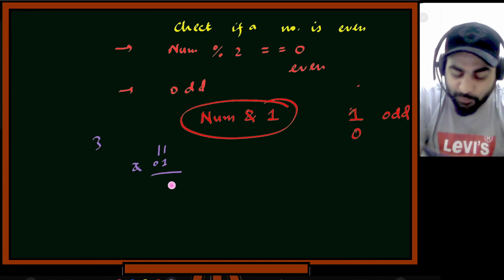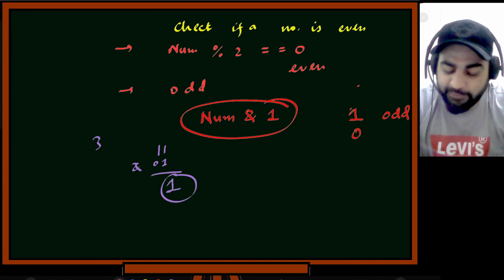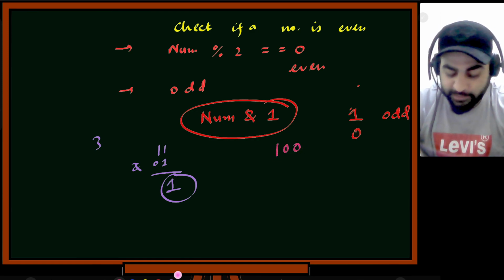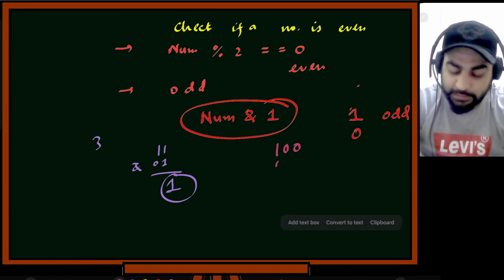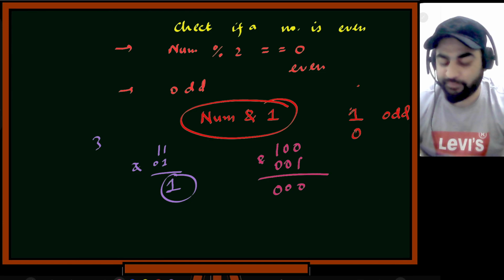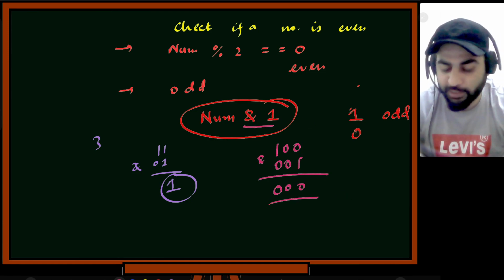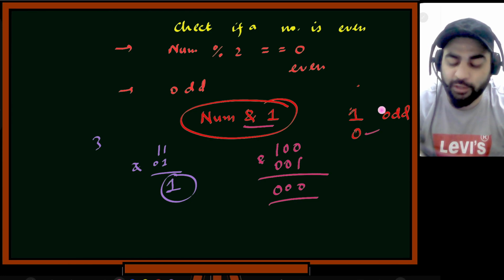So you'll get the output 1. So for the odd numbers, it will always give output 1. Now if you take an even number, 8, which is 1 0 0, and perform the AND operation with 1, you will get 0 as the answer. For even numbers, if you perform an AND with 1, you will get 0. For odd, you will get 1 as an output.